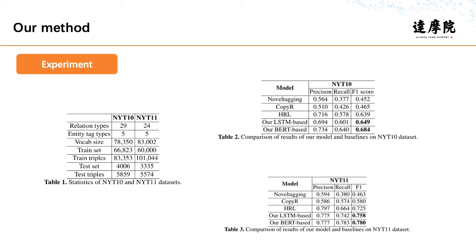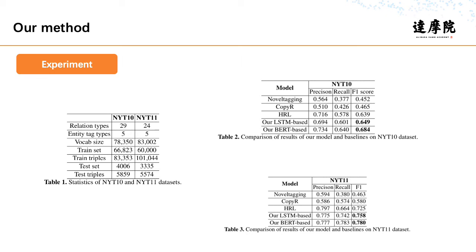Two widely used public datasets, NYT10 and NYT11, are used to evaluate the performance of different models. For both datasets, we filter sentences that don't contain valid triples. We adopt standard macro precision, recall, and F1 score to evaluate models. Our model is compared with several influential extraction methods, including normal tagging, copy-RE, HRL that mentioned before. The results of different methods on NYT10 and NYT11 dataset are shown in Table 2 and Table 3.